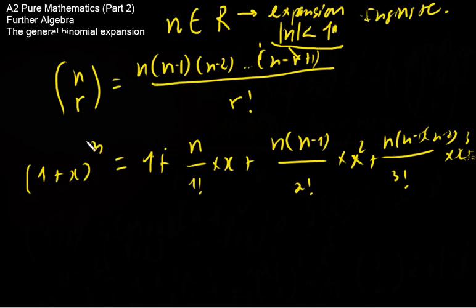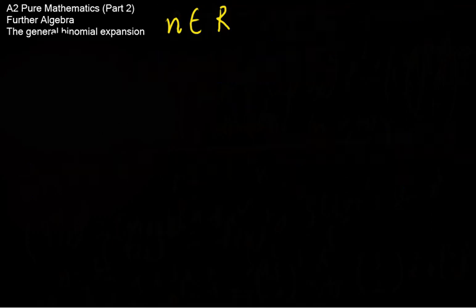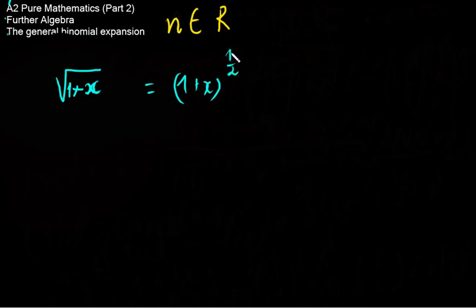Let's see an example. Let's say they want us to find the expansion of root 1 plus x. In this case, we have 1 plus x, which is equal to 1 plus x to the power of 1 over 2. And the modulus of 1 over 2 is smaller than 1. So now we know that this works. And this is to expand to the x term.